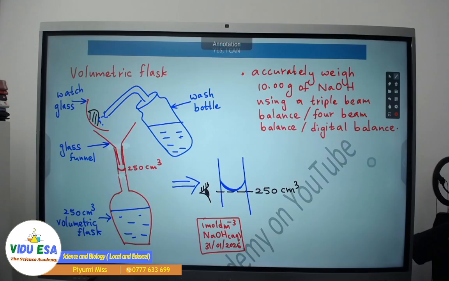Then shake the flask to dissolve all sodium hydroxide.